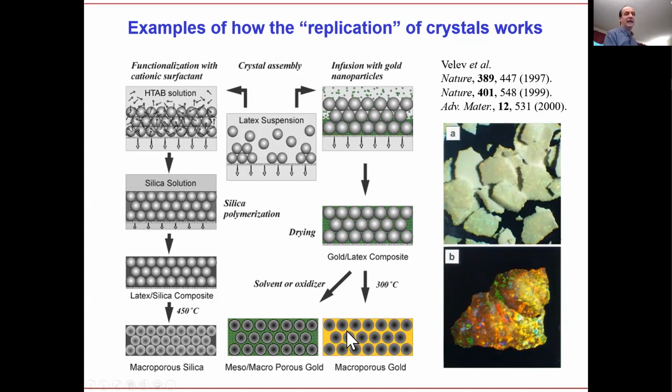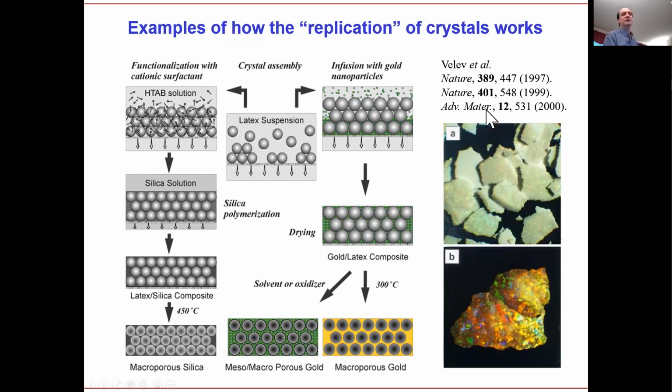What I did later on, I came up with this shortcut, which is if you take metal nanoparticles and infuse the large crystals with the metal nanoparticles, so now you have the crystal from the polymer spheres surrounded by gold nanoparticles. In this case, if you heat up this crystal a little bit, you're not only going to calcine, that is remove the spheres, but you're also going to fuse the particles into continuous metal.